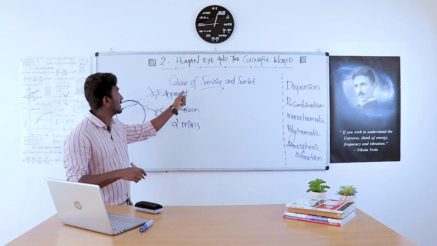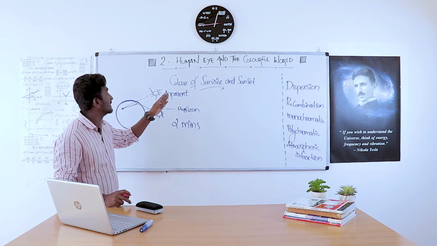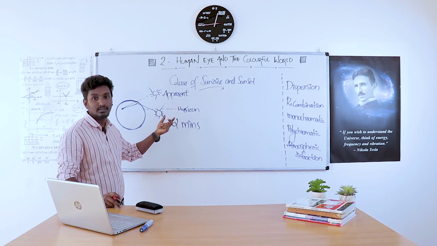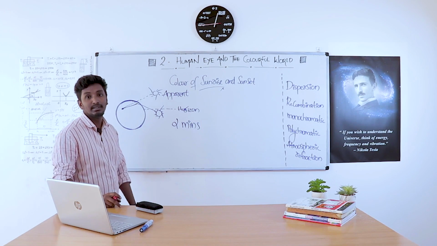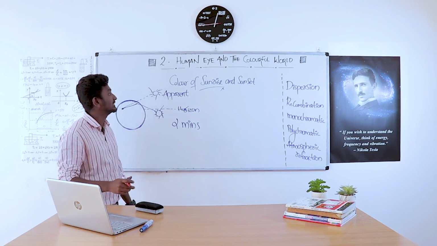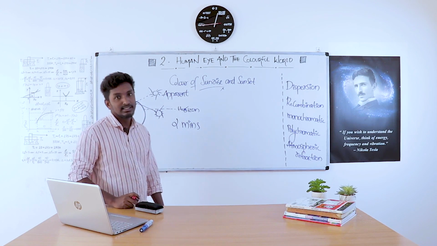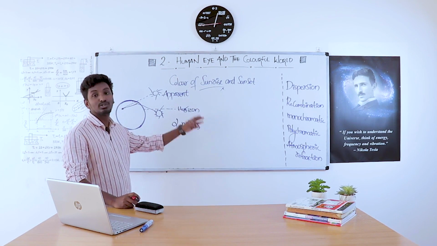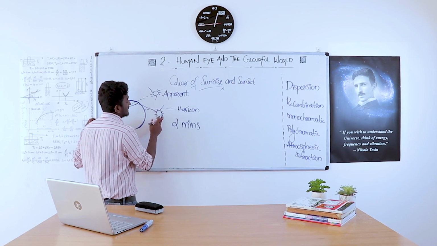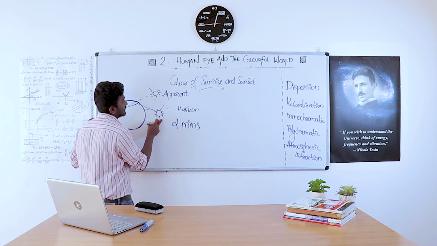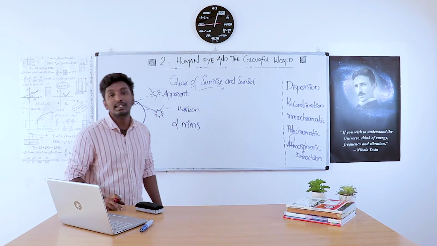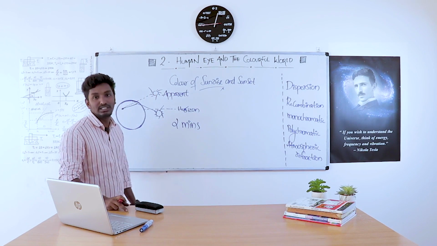I am coming to the color of sunrise and sunset. Before that, I am explaining about the actual daytime increasing by 4 minutes. That is advanced sunrise and delayed sunset. After explaining this, we can move on to the color of sunrise and sunset. The actual sun's position is here, but we are seeing it here. That means we are seeing the sun 2 minutes before the actual sunrise.